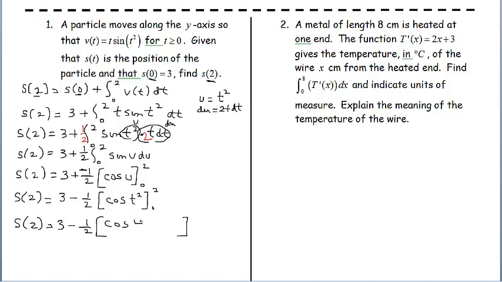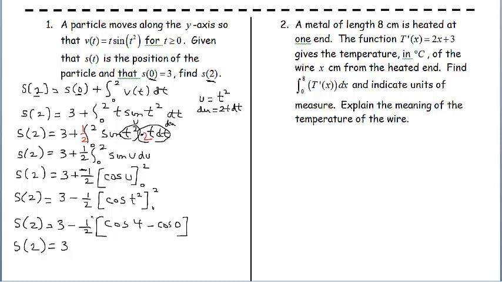So cosine of 4 minus cosine of 0. Well, without a calculator, I couldn't tell you what cosine of 4 was, so I guess I'm going to have to leave my answer with cosine of 4. Perfectly fine. Cosine of 4 is exact. If you change it to a decimal, that's an approximate.